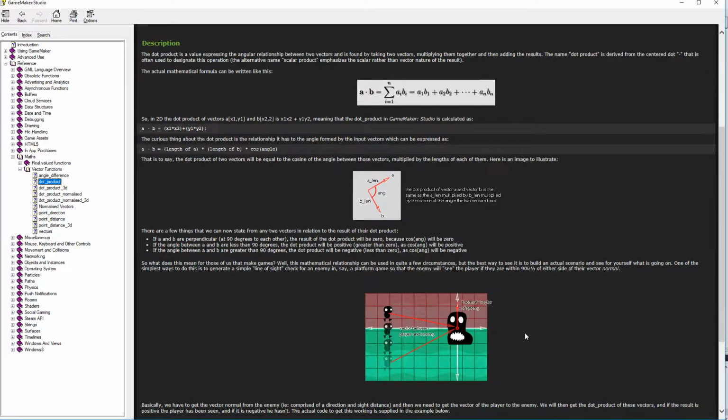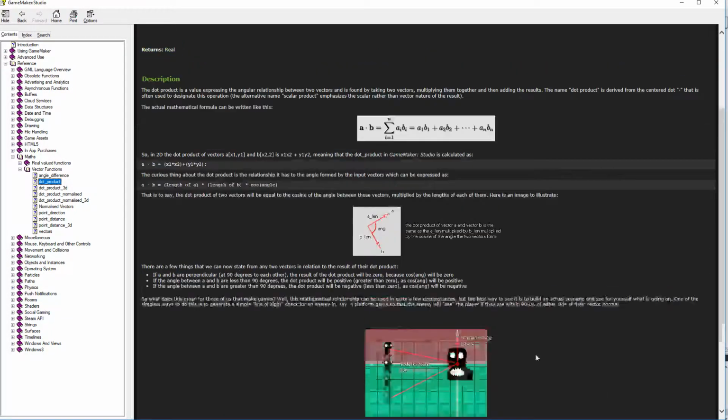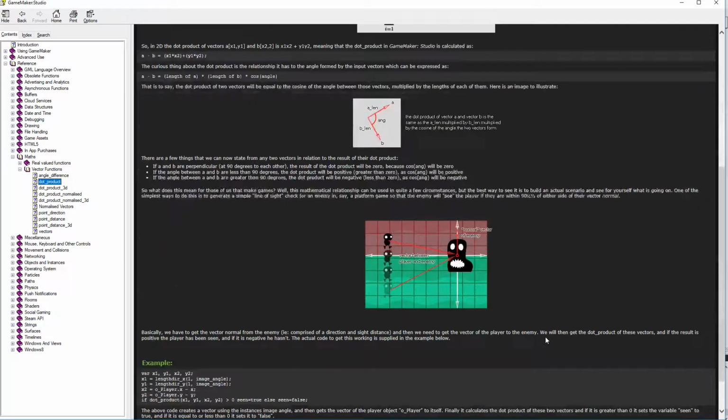There are a few things that we can now state from any two vectors in relation to the result of their dot product. If A and B are perpendicular, at 90 degrees to each other, the result of the dot product will be 0. If the angle between A and B is less than 90 degrees, the dot product will be positive.